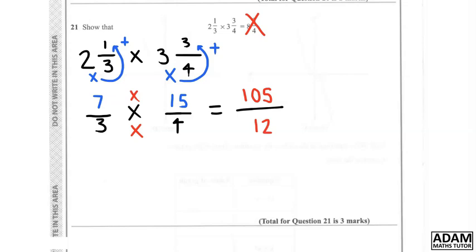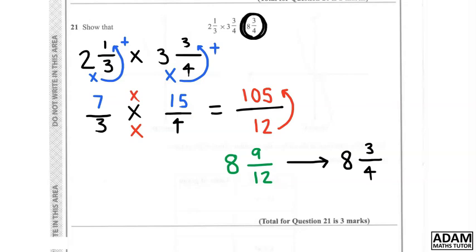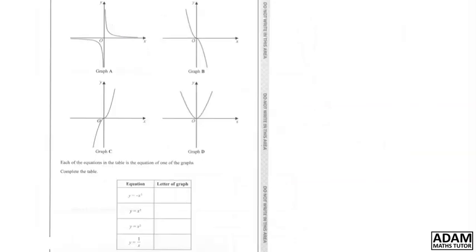Convert this back into a mixed number by looking at how many 12s go into 105. 12s into 105 goes 8 times with a remainder of 9, and we're almost there. We just need to simplify this further by dividing 9/12 top and bottom by 3, and that would give me 8 3/4 as required. Question 22.